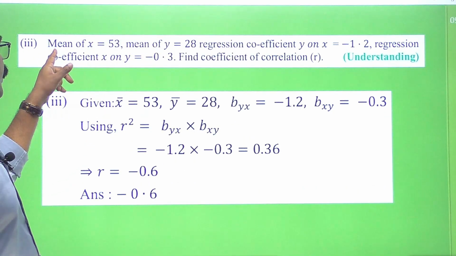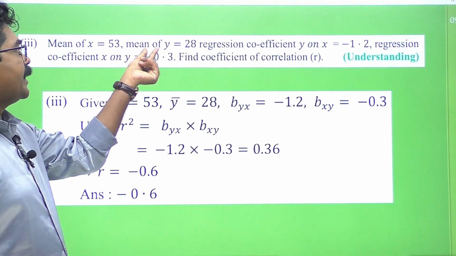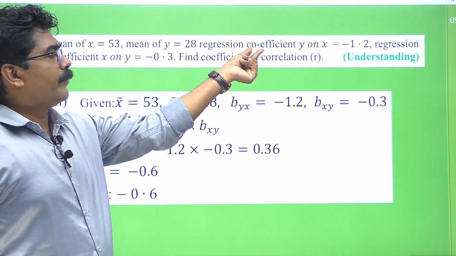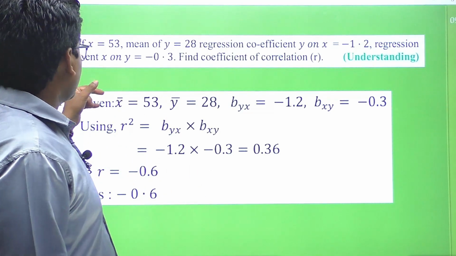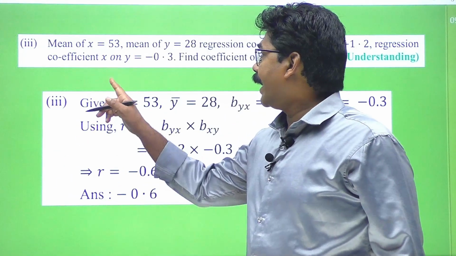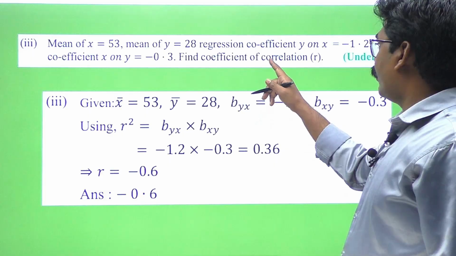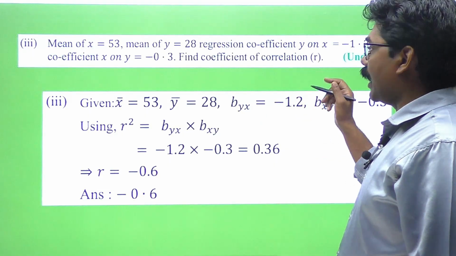Next one. Mean of x is 53, mean of y is 28, and regression coefficient of y on x is minus 1.2. Regression coefficient of x on y is minus 0.3. Find the coefficient of correlation r.